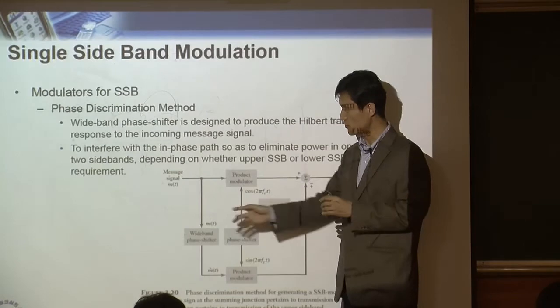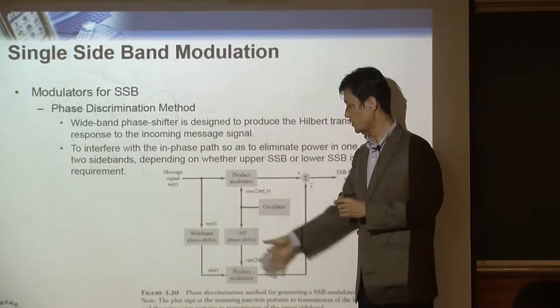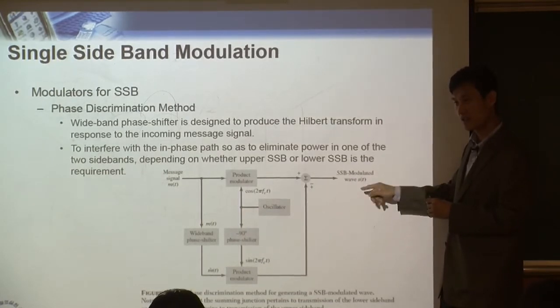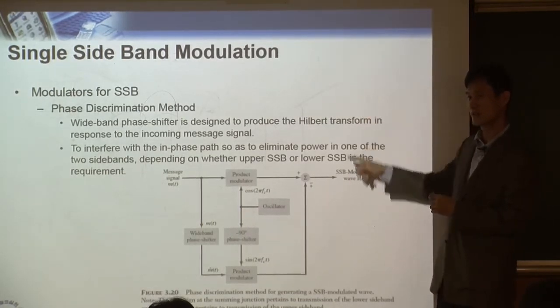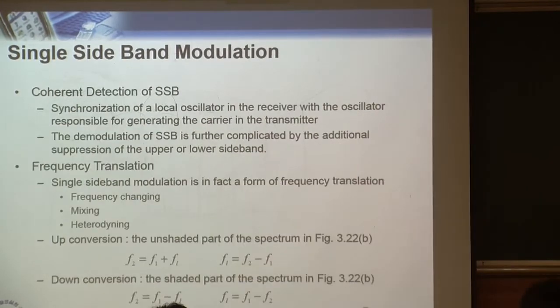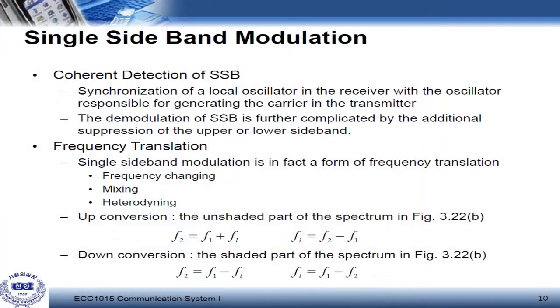At the transmitter, you start from the original message and do all this, and you create the single sideband spectrum, the single sideband signal S(t). Now S(t) goes over there. Still, we are talking about transmitter. Now then, how do you receive? We need to talk about how to receive and how to recover the message.